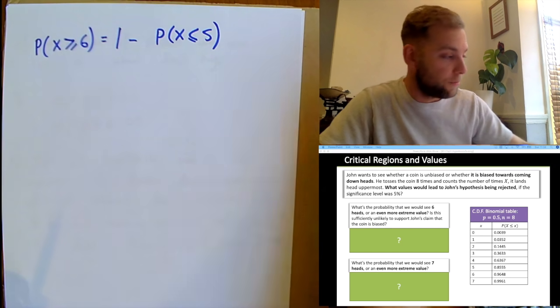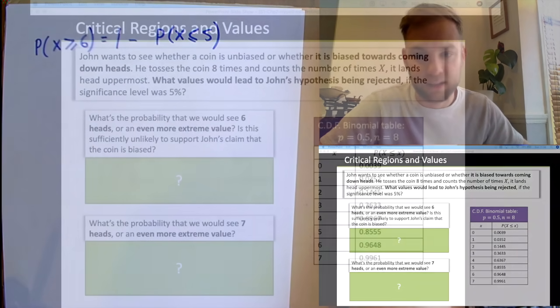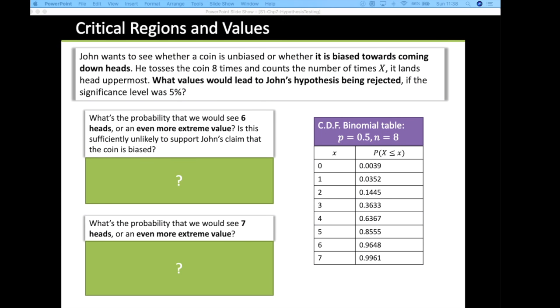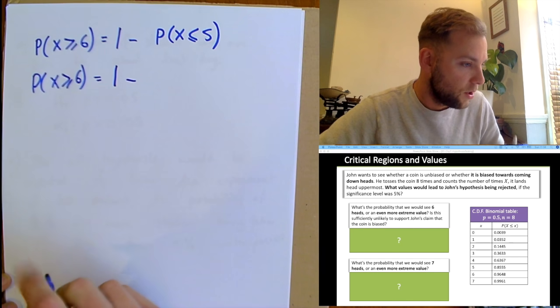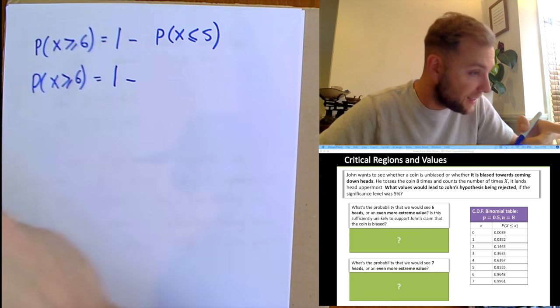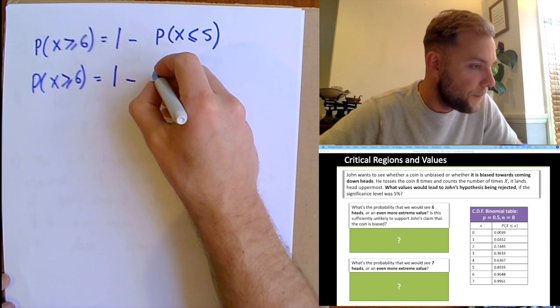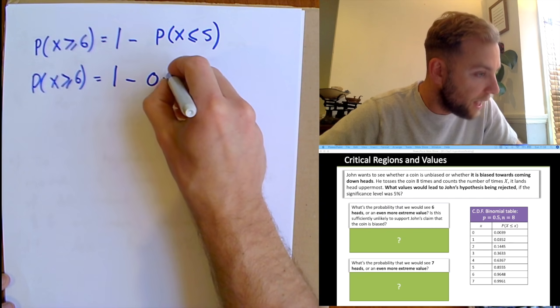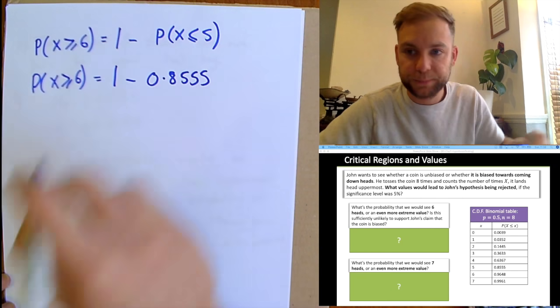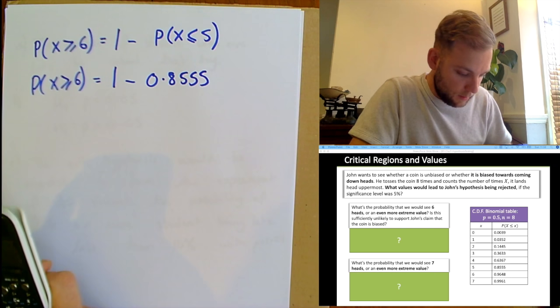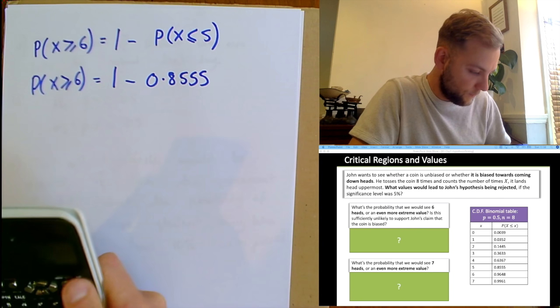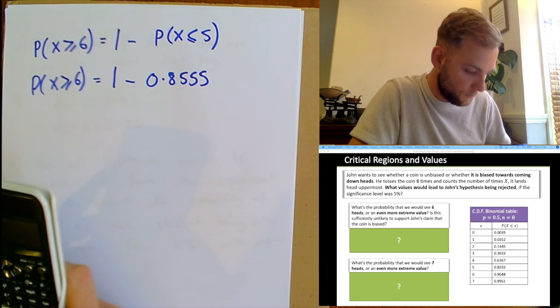So we've got our table on here, and again, remember, you could have got this from your calculator. So the probability of x being greater than or equal to 6 in this case is equal to 1 minus the probability of getting less than or equal to 5. And we can see from this table here, the probability of getting less than or equal to 5 is equal to 0.8555. Then I can do that on my calculator. Menu.